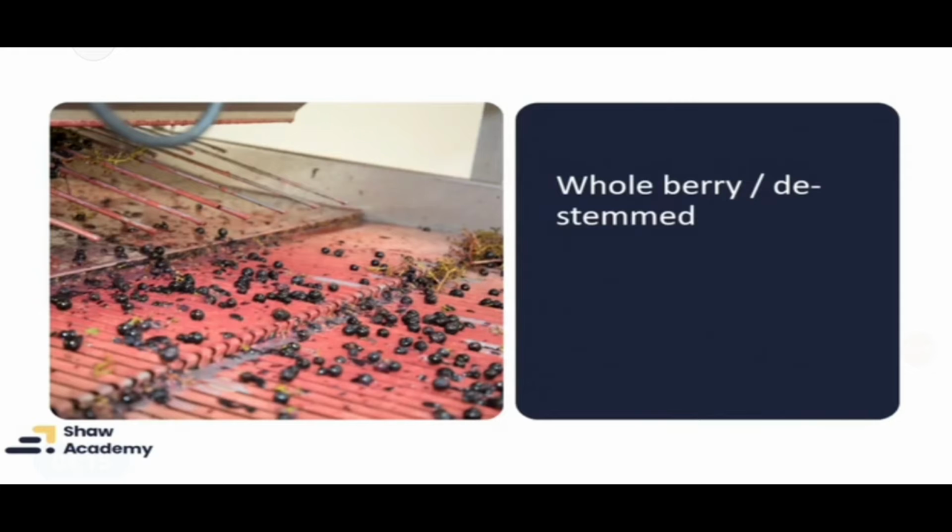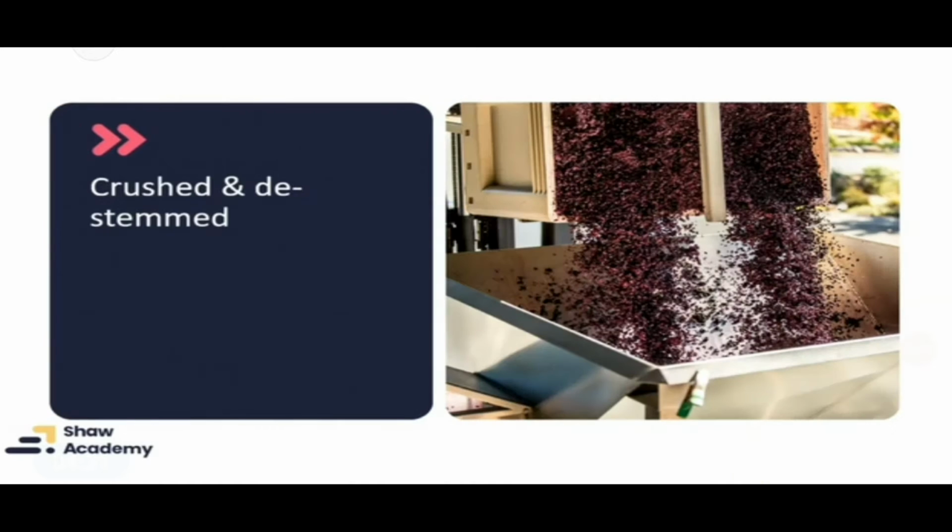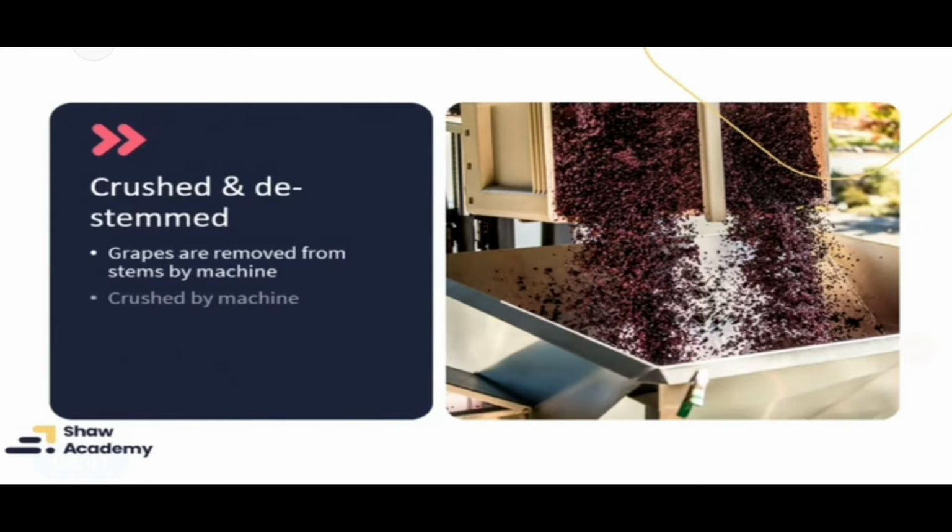For whole berry or destemmed fermentations, this is the process of removing the stems from the berries. This is done by a destemming machine, and the whole berries will then enter a fermentation vessel without the stems to ferment. The winemaker might decide to crush and destem the berries into the fermentation vessel. This is where, after removing the grapes from the stems, the grapes then pass through another machine that will crush them, breaking the skins and liberating the contents of the grapes.